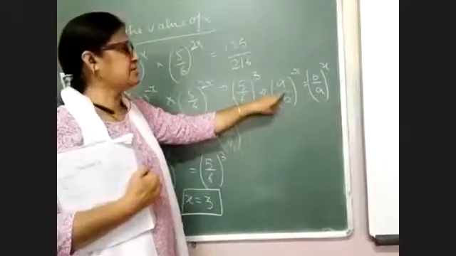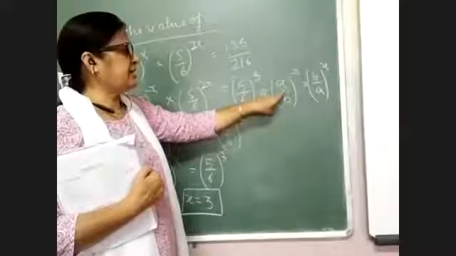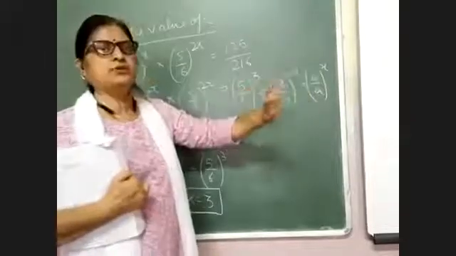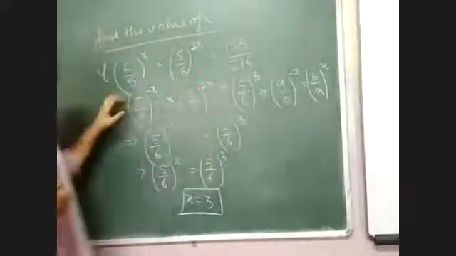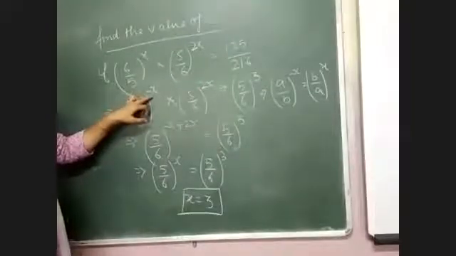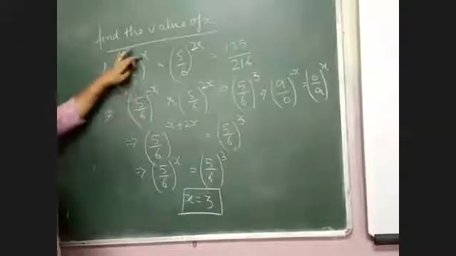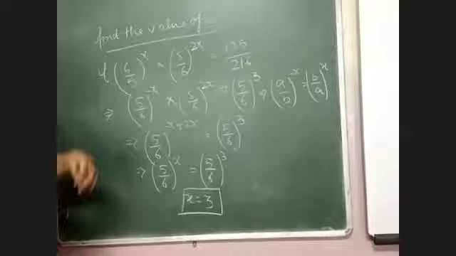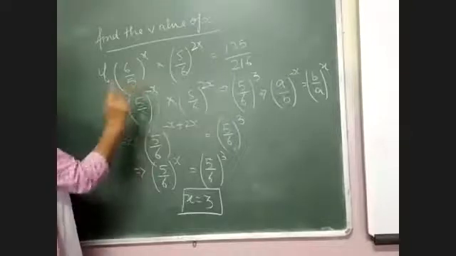I use this exponent rule, a upon b raised to the power minus x. When the power is positive, we take the reciprocal of the base, and the power becomes negative. Here the positive is given, so I write the power in the negative form.